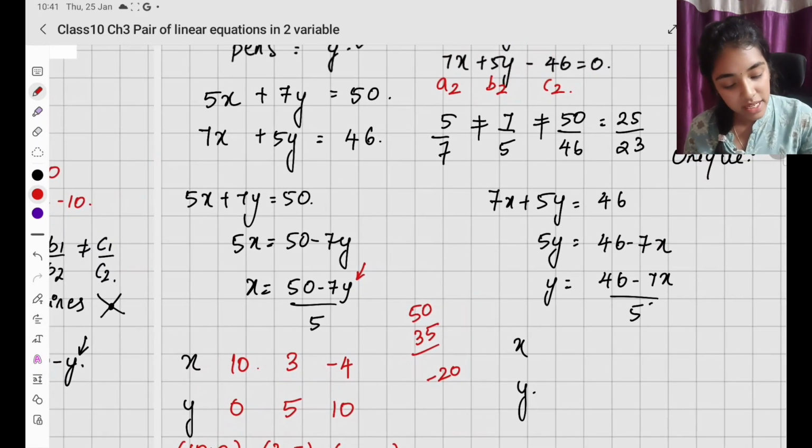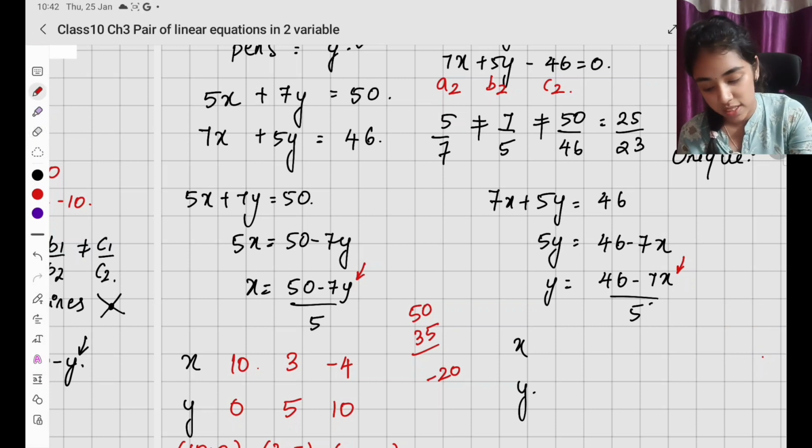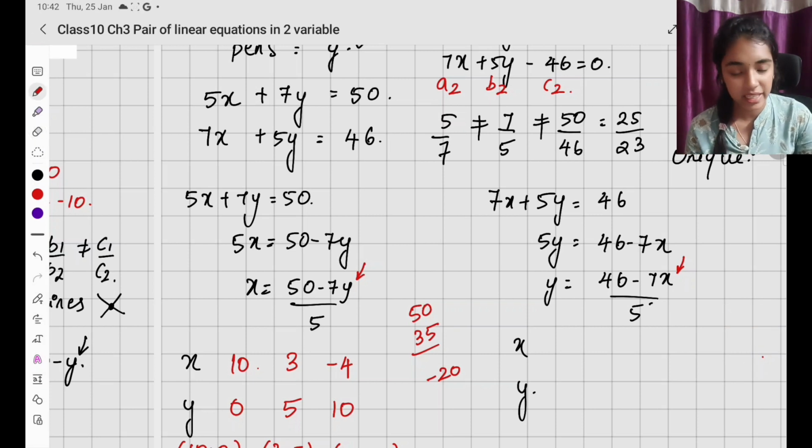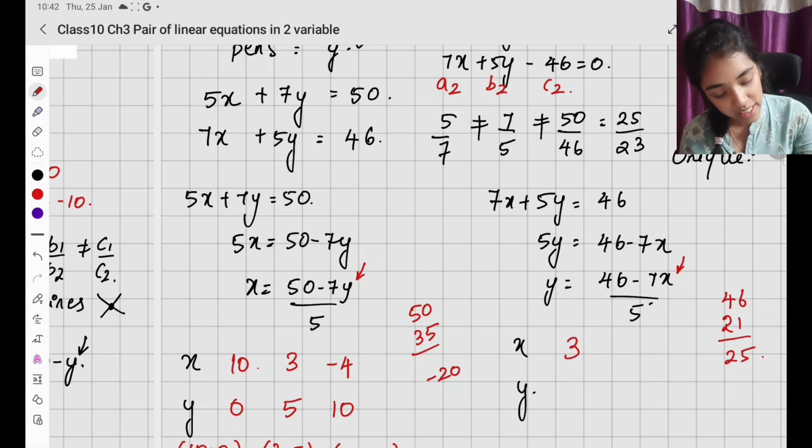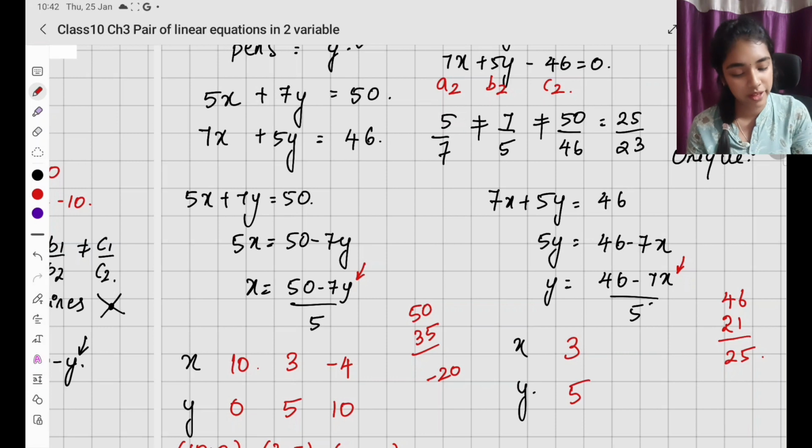Okay, now here pay attention, I'm going to substitute values for x, not y. So here what can we substitute for x? You have 46. So when you substitute x value to be 2, you have 46 minus 14. So this is going to be 32. This is not a multiple of 5. So what are we going to do? Let us take another value. So if you substitute 1, 46 minus 7 is going to be 39. That is also not needed. Then let us substitute 3. When x is equal to 3, we have 46 minus 7 3s are 21. So you have 25. So if x is equal to 3, we have 25 divided by 5, which is going to be 5.